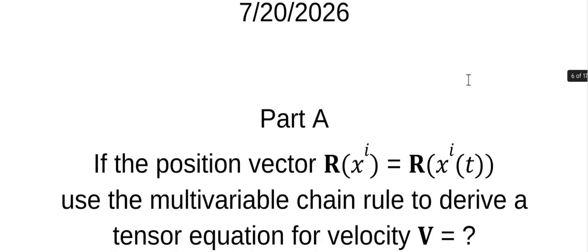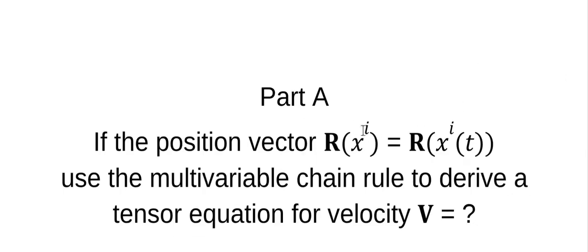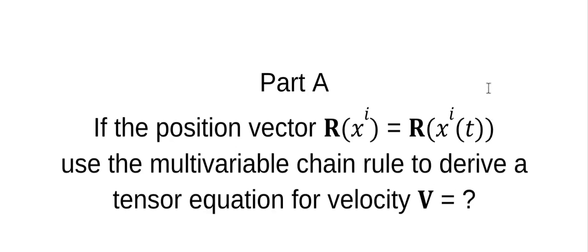Okay, part A: we have a position vector, which is a function of a coordinate, but the coordinate is also a function of time. So we want to use the multivariable chain rule to derive a tensor equation for velocity. Okay, how do we do that?